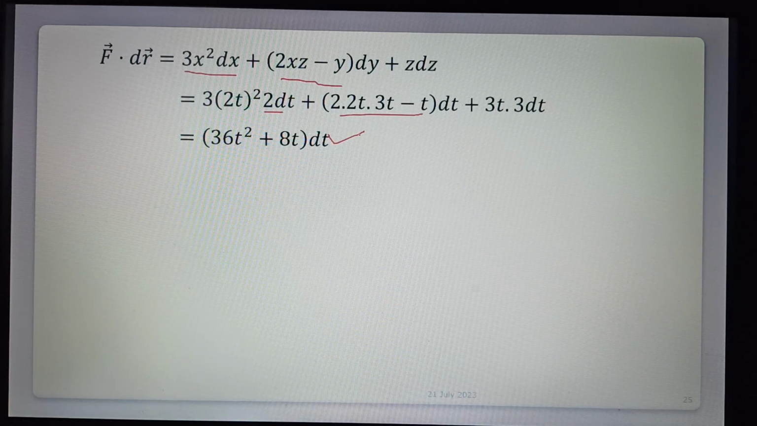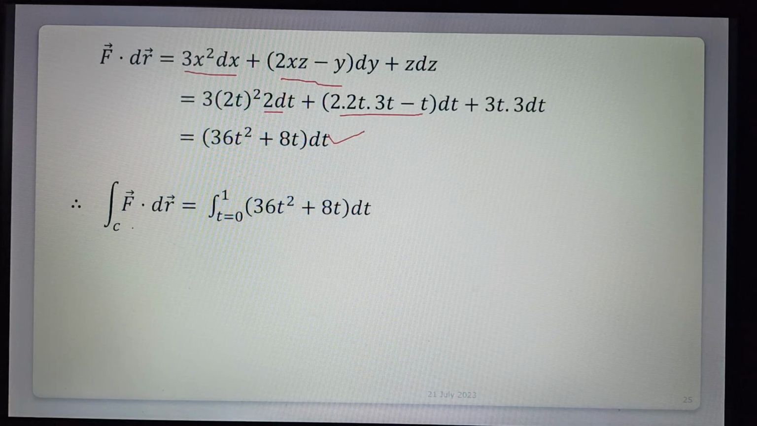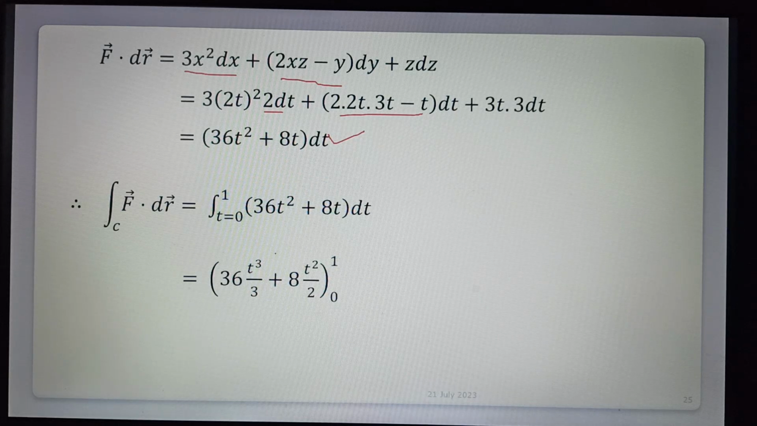Therefore the line integral over C of F bar dot dr bar is equal to the integral with t limits 0 to 1 of (36t square plus 8t) dt. Integrating, 36 into t cube by 3 plus 8 into t square by 2, t limits 0 to 1. Substituting, that is equal to 12 plus 4 minus 0 minus 0, that is equal to 16. This is the required value of the given line integral along this curve C.